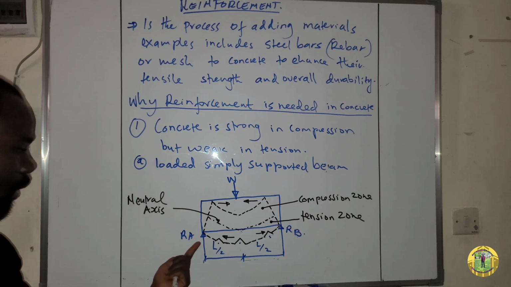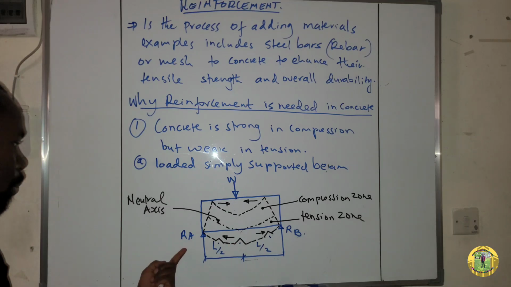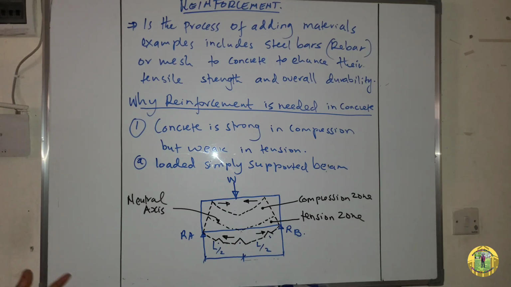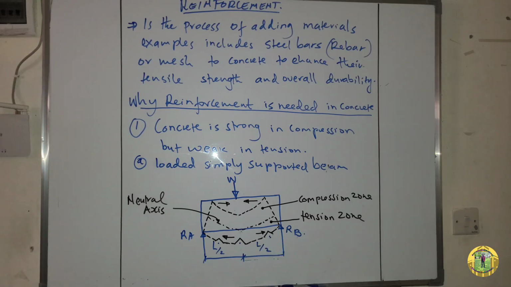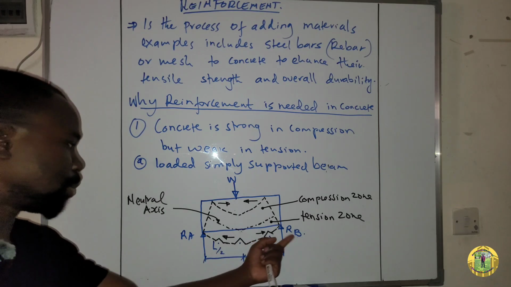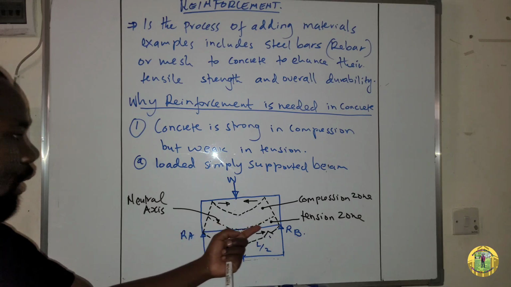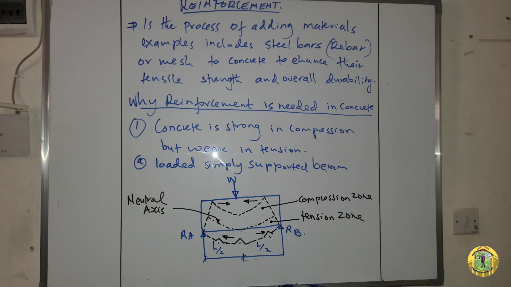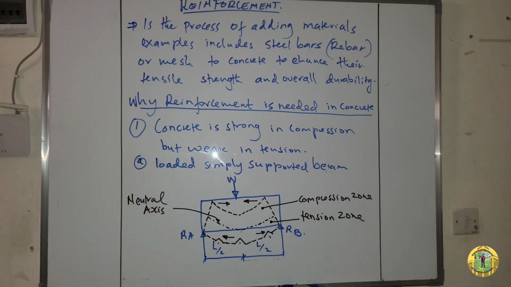As you can see, this is a support, this is another support. So support A, support B. Support A will produce a reaction, which is RA, and support B will produce a reaction, which is RB. And this is the neutral axis. That is how a tension zone and compression zone is represented on a loaded, simply supported beam. So we move to a cantilever beam.